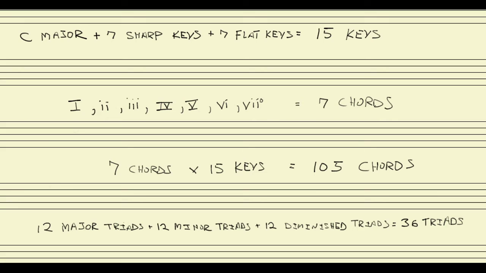That's a pretty intimidating number, but it may not be quite as bad as it seems at first. Consider this. We only have 12 possible major triads that we can create. We only have 12 possible minor triads that we can create. And we only have 12 possible diminished triads that we can create. That gives us a grand total of 36 possible unique triads. That means that there's going to be a lot of overlap in chords between different scales. And that's what I want to take a look at in the next couple of videos.